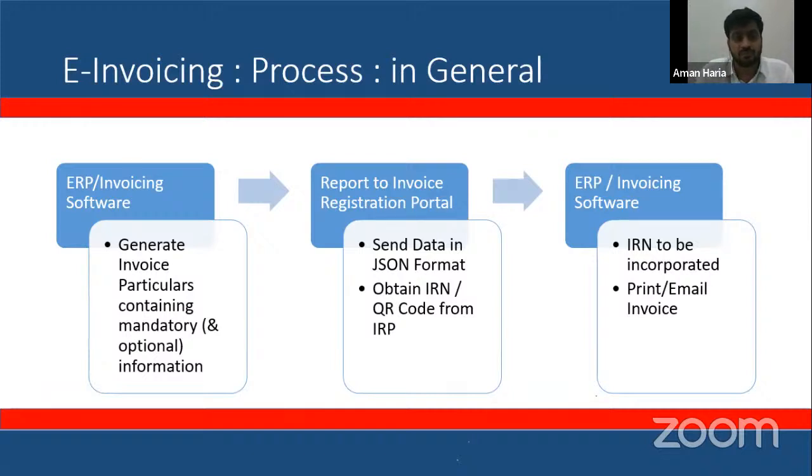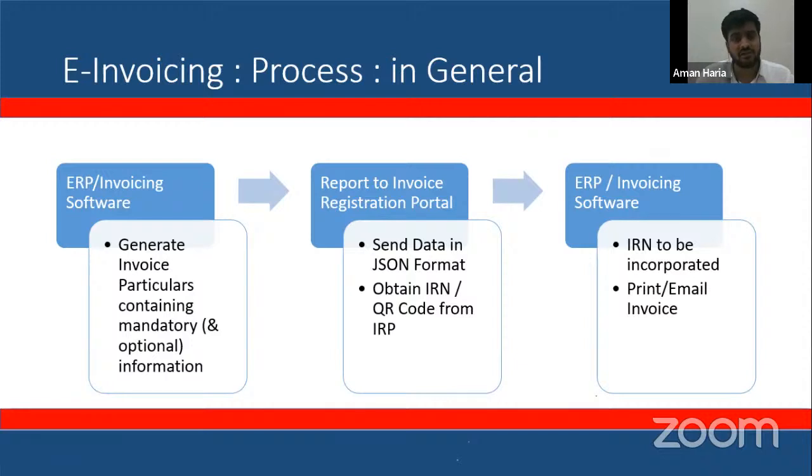So first, normal process, take a pause, you capture the requisite data in a specific format, in a JSON format, upload that on the portal, retrieve the QR code and the IRN, incorporate those in your normal tax invoice, and then you can generate the final tax invoice. That is how the manual process is. So maybe those who have 2, 3, 4, 5 invoices a month, they can probably think of this approach.